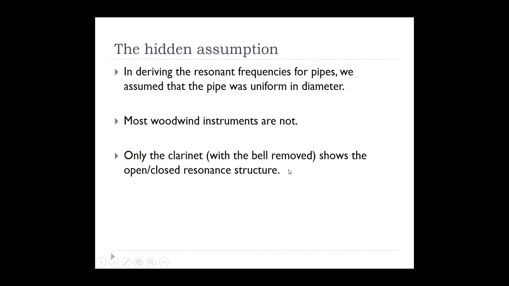We have a hidden assumption. When we derived in the last unit the resonant frequencies for pipes, we assumed that the pipe was a uniform diameter. Most of our woodwind instruments are not. Most of our brass instruments are not. Think about a tuba and how small it starts at the mouthpiece and how big it gets at the other end. All of them do that. Only the clarinet with the bell removed can show you the open-closed resonant structure. So let's go look at that.